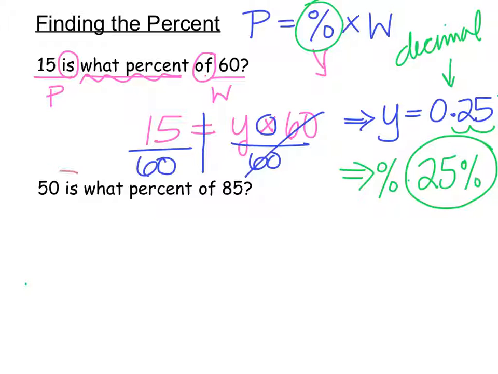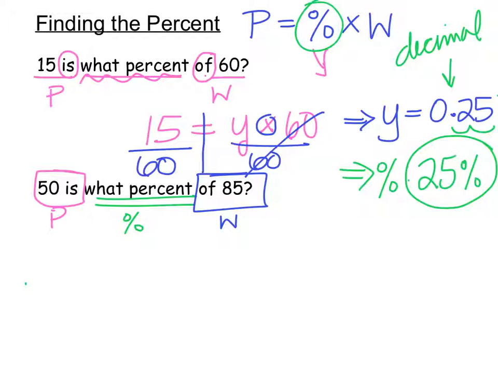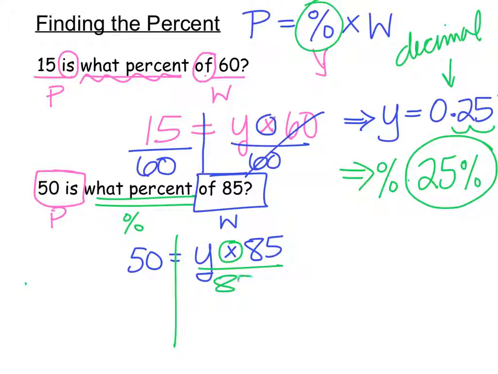Here's another problem for us to try. It says 50 is, that's my key word, what percent of 85? It's the same as the last one. 50 is my part, my percent's my unknown, and then 85 is my whole. So if I write my equation, I have 50 equals y times 85. When I go ahead and solve to undo the multiplying, I'm going to divide both sides by 85.